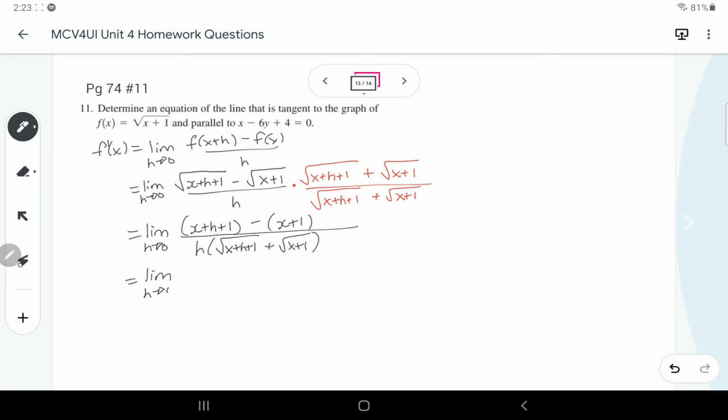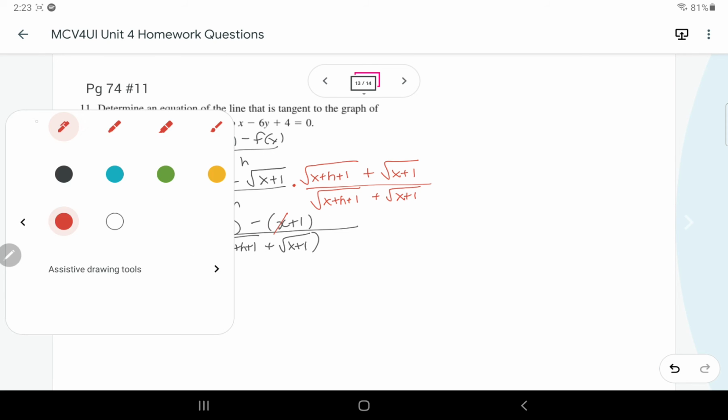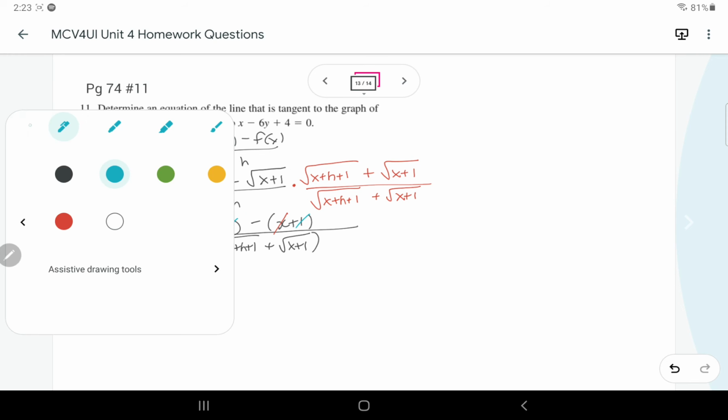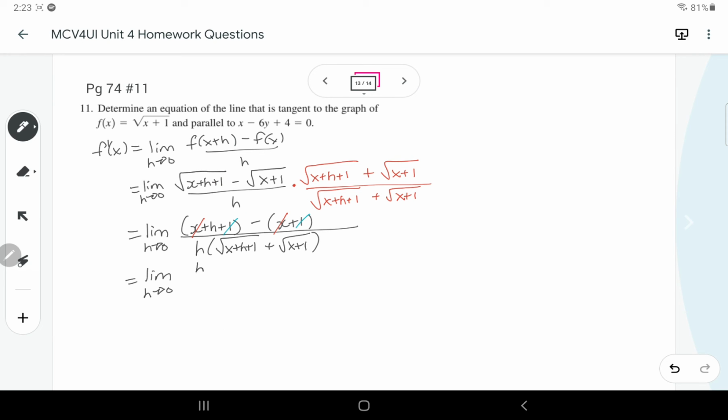So the limit as h approaches 0. Here, I hope everybody's okay if I skip this part. We've got x and then a minus x. And here we've got a 1 and then minus 1. So we just end up with an h on the top, over the square root of x plus h plus 1 plus the square root of x plus 1.